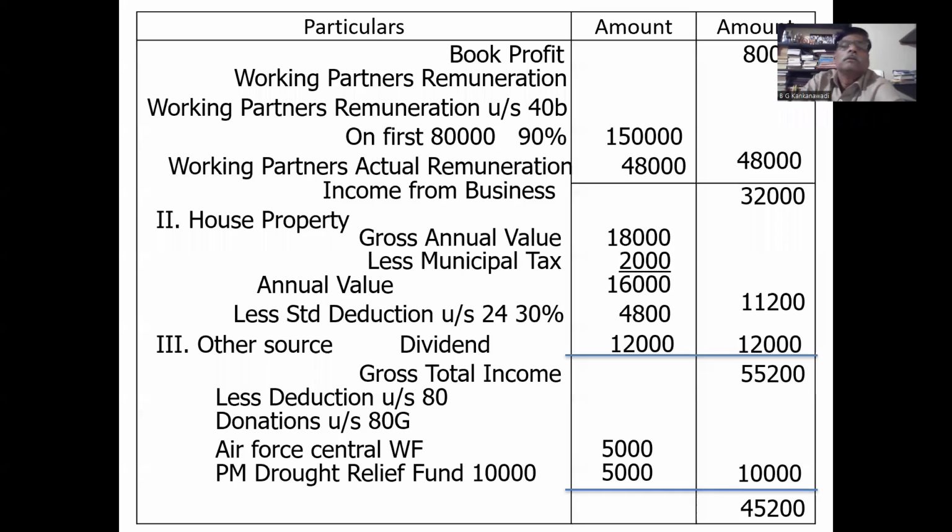So 45,200 is the total income. Total income. Okay. In this way you calculate.